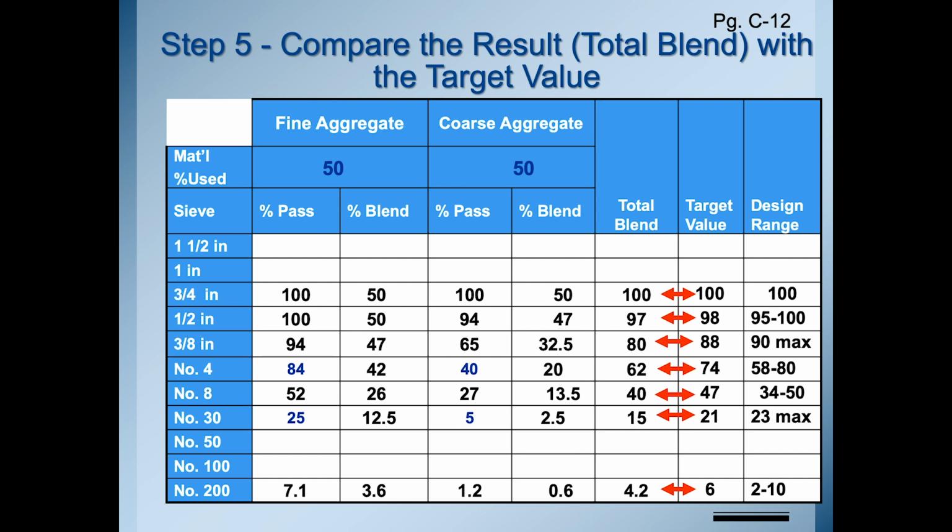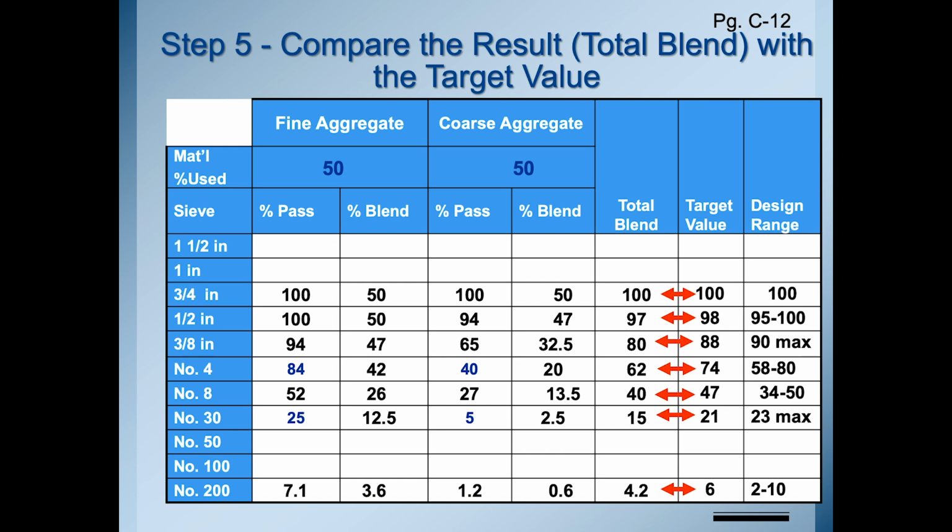Now earlier we gave you the column for the target values for this specific mix. Now you just take that total blend and compare that to the target value that you gave earlier, and you go down the line. On the first one, where your target was 100, we got 100 on the 3/4" sieve. The next one was very close as well. The 1/2" sieve, our target was 97, and our total blend was 97, and our target value was 98.